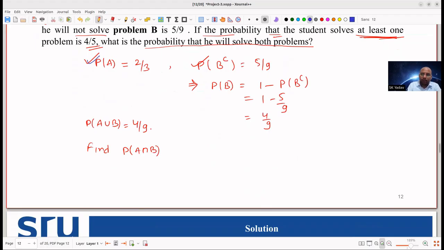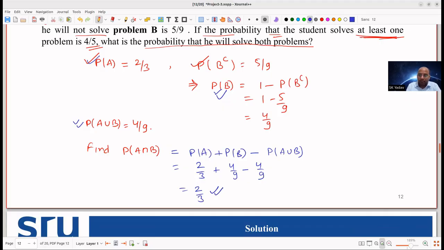Probability of A is given, probability of B you obtained, and probability of A union B is given. So you can write by the addition rule probability of A intersection B as probability of A plus probability of B minus probability of A union B. This means 2 by 3 plus 4 by 9 minus 4 by 9. Answer is 2 by 3.